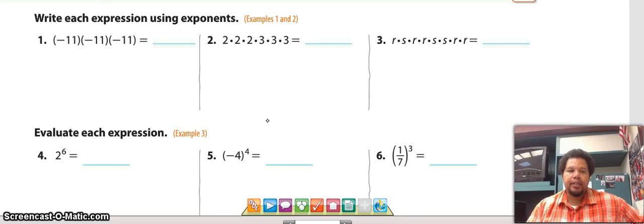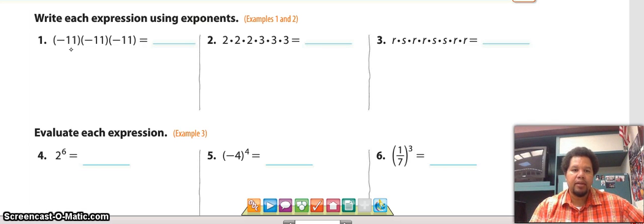All right, here we go. We are going to write each expression using exponents. So if you could recall, exponents are that little floating number on a power. For example, it tells us how many times a base is being multiplied times itself. So here we have negative 11 times negative 11 times negative 11. So repeated multiplication can be written with exponents.